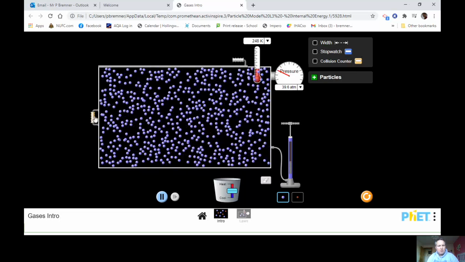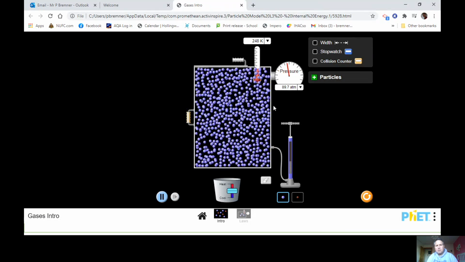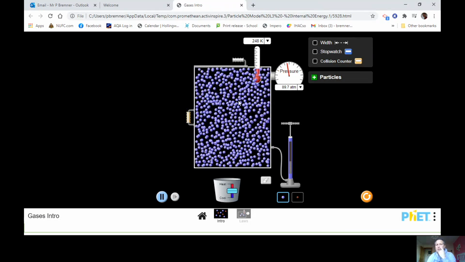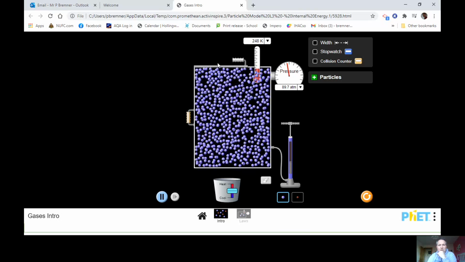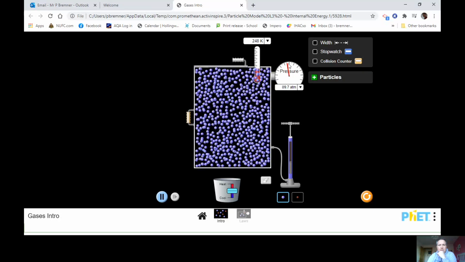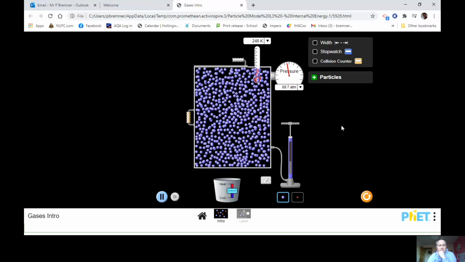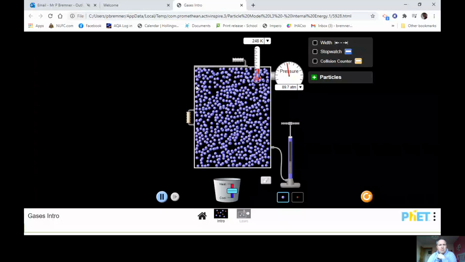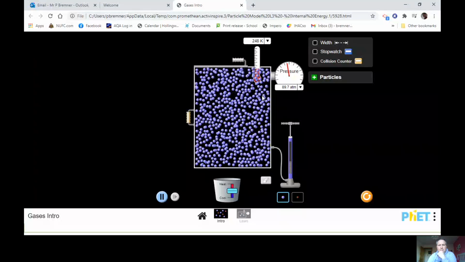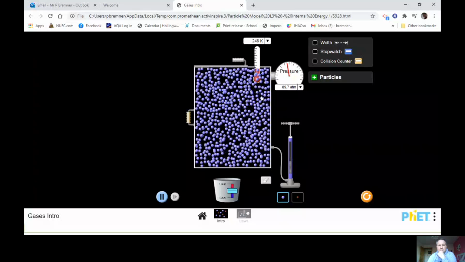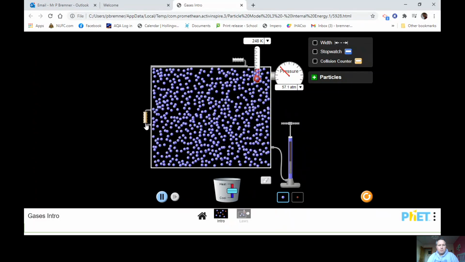Let's decrease the volume and make the box smaller. Decreasing the volume means the particles have less space to move in. They hit the side of the container more often, and the pressure increases. Decreasing the volume meant the particles had less space to move in, and the pressure increased. To make the next changes, I'll change the size of the box back to normal.